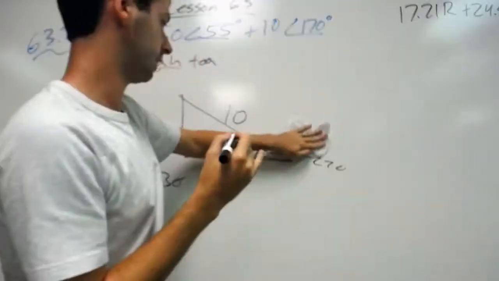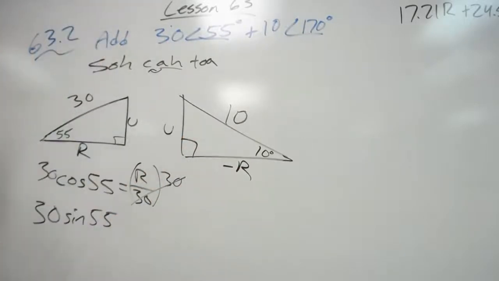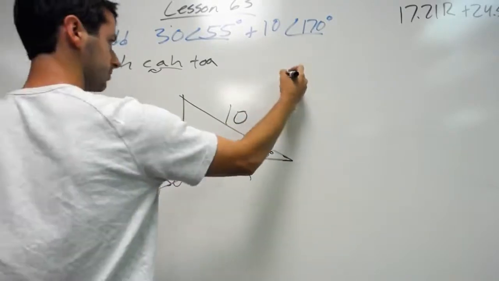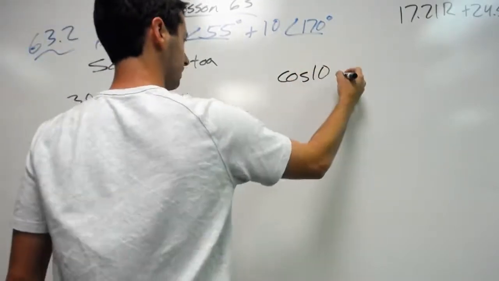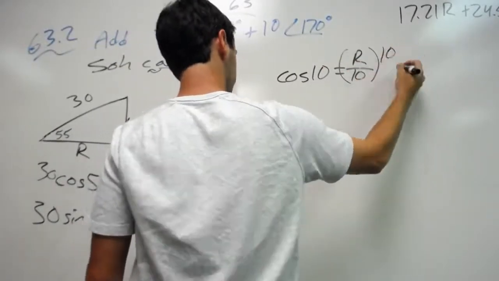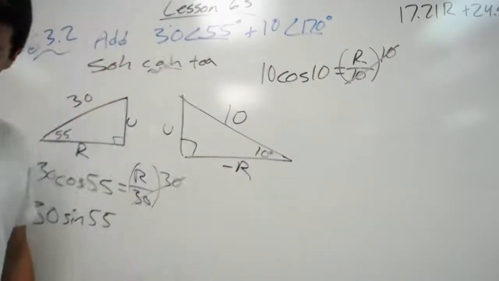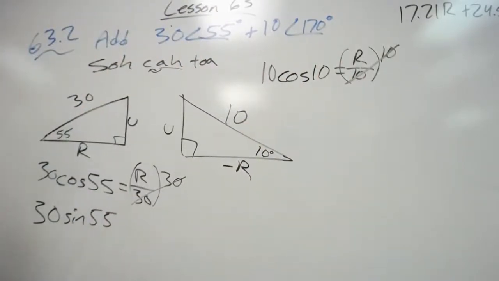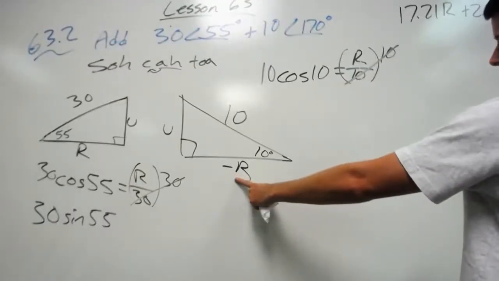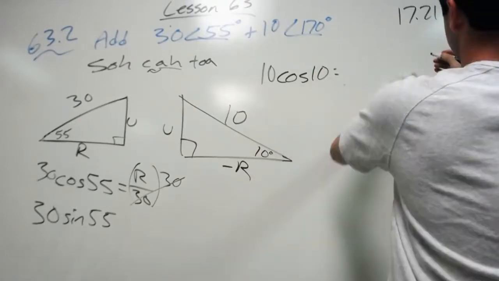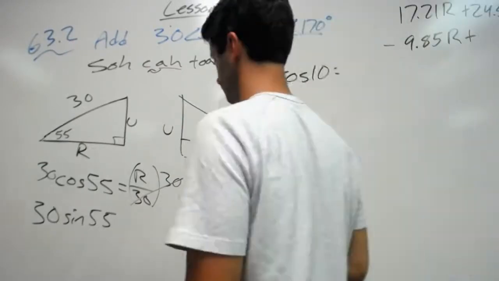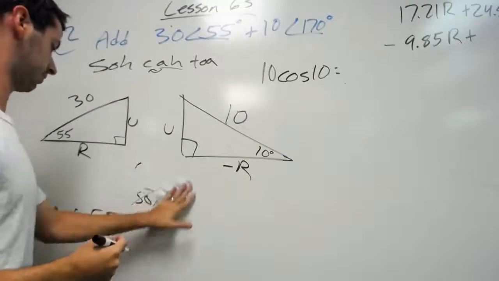Now we go to the other triangle. All right, we've got to solve for r, so adjacent over hypotenuse would be cosine of 10 equals adjacent r over hypotenuse 10. Multiplied by the 10, 10 cosine 10 is 9.85, and it is a negative r, so we turn this into a negative 9.85 r. We already know that's positive u, so go ahead and put a plus sign.